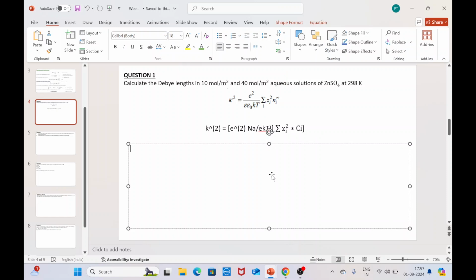So first, we need to know what is the value of Z. So what is the valency of Zn and SO4? Like the ions, once you put the salt in water, in aqueous solution, it will get split in terms of the ions. So what is the valency of that zinc ion and SO4 2 minus ions? I told the answer. So what are the valencies of zinc and sulfate ion?